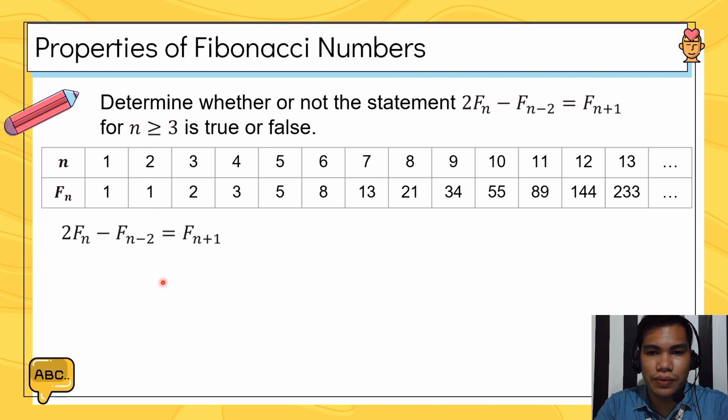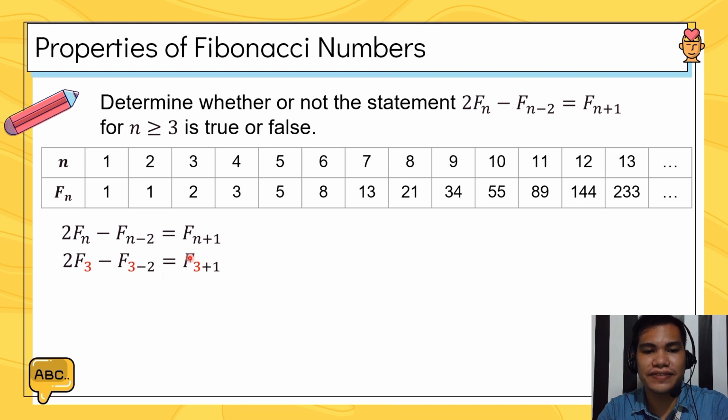We have there the statement. Kana ang given nga statement. So, testingan nato if tinuod ba siya kang 3. So, ang kanang n, ilisa na tog 3. Sa formula, we have there 2 times f sub 3 minus f sub 3 minus 2 is equal to f sub 3 plus 1. So, tanaw nato kung mo-equal ba gid siya.